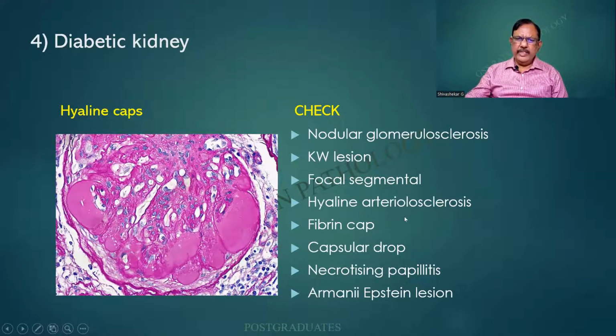It can be focal, segmental. There can be hyalinization of the blood vessels, fibrin cap, capsular drops, necrotizing papillitis, or Armanni-Ebstein lesions. These you people shall and will answer in the exam or anywhere else.